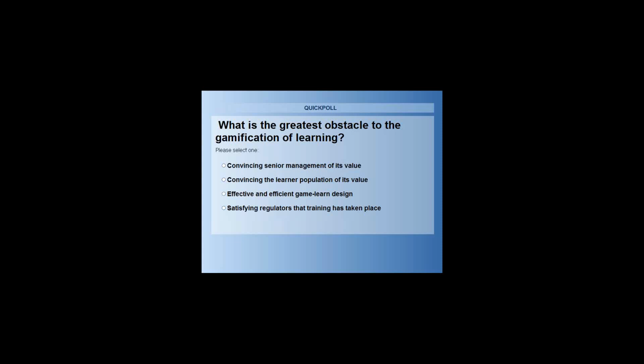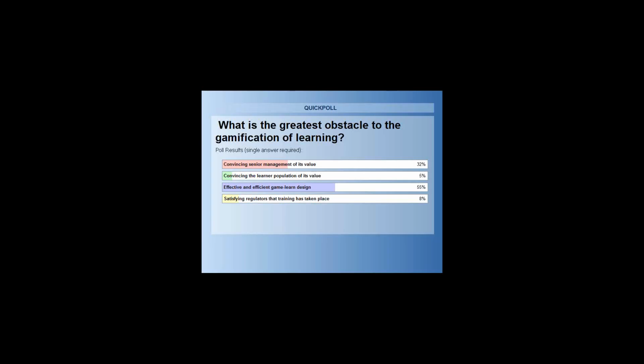Okay, let's take a look at these. So that's fascinating, and again, it very much ties in with what we've seen before. So really, the issues here are convincing senior management and getting the design right, and that's absolutely right. Interestingly, only 5% have said that convincing the learning population is an obstacle. I've seen it be an obstacle, but most often I've seen it be the very opposite. The learners are crying out for it. They're very easy to convince that it's a good idea. Not always, but usually they are.